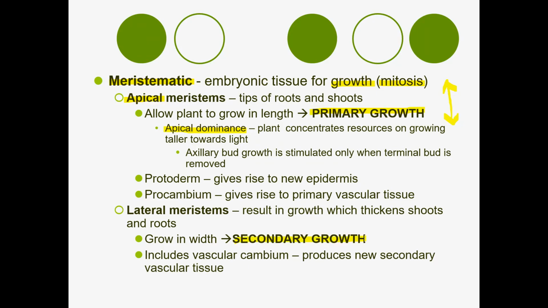So if you think about tree rings in a tree, that's an example of secondary growth. And that's going to occur at lateral meristems. The word lateral means on the side, and so this is going to allow that side-to-side growth to make your trunks thicker, your stems wider. And both of these are going to come from these embryonic tissues, but essentially meristems equal mitosis, and this is where the plant's going to grow.